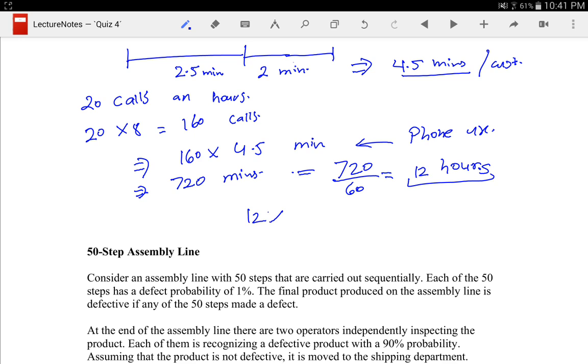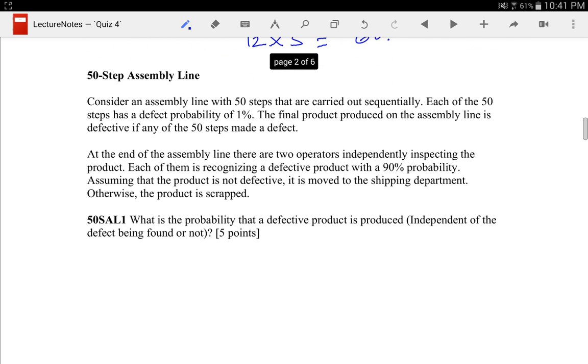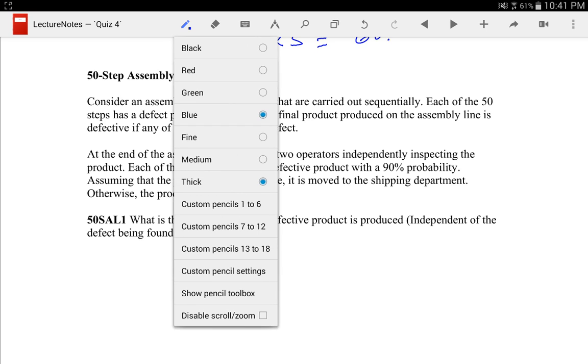That is the same as saying 12 hours multiplied by $5 per hour is $60 of cost. Right? Not as bad as it looks. So that was the only really hard question. The next question, the 50-step assembly line.